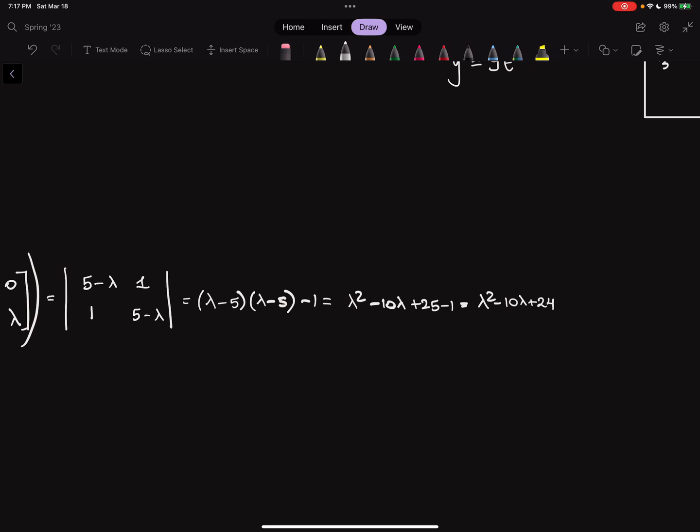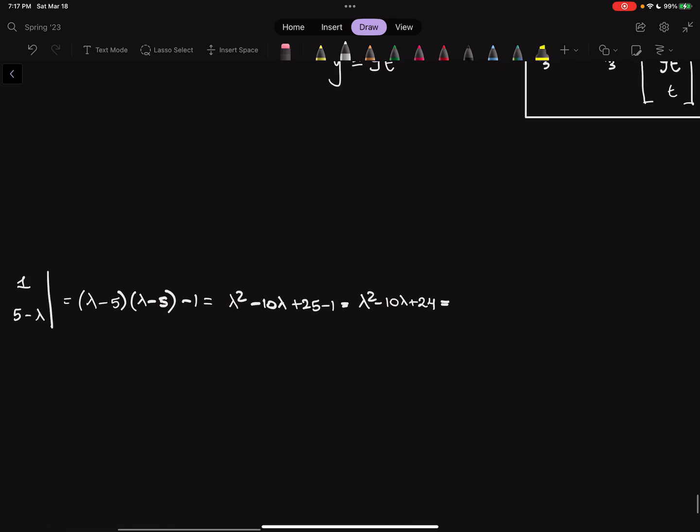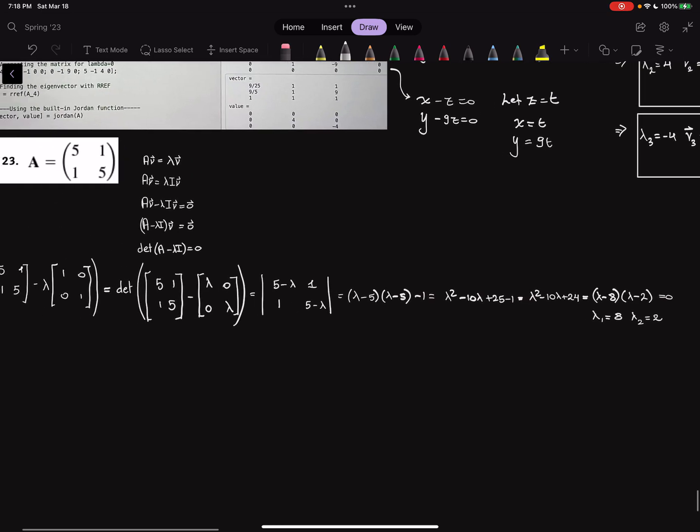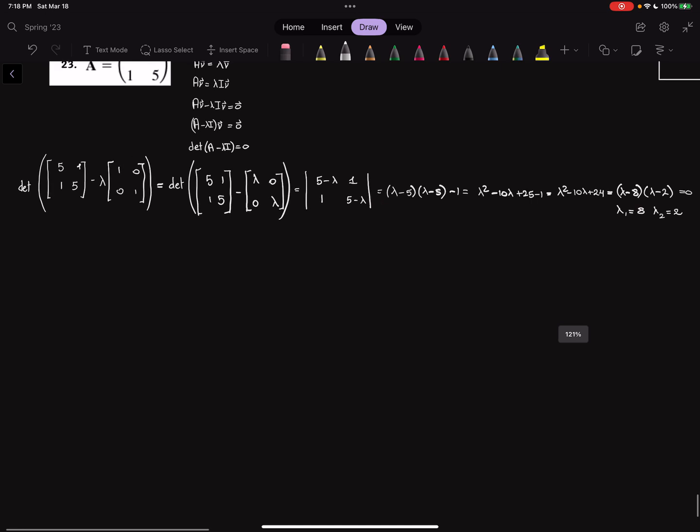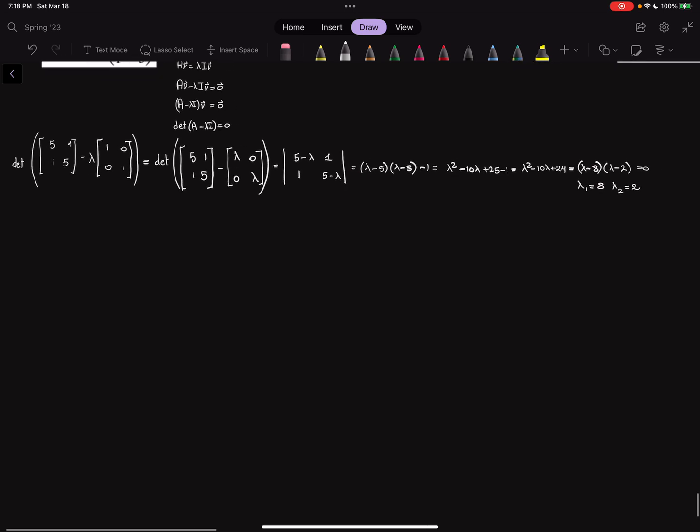Now, can you factor this? I can think of two numbers, -8 and -2. Well, that would be factorable like this. So the only way this expression can be 0 is if lambda is equal to 8, or if lambda is equal to 2. So we have these two. Now, we have found the eigenvalues.